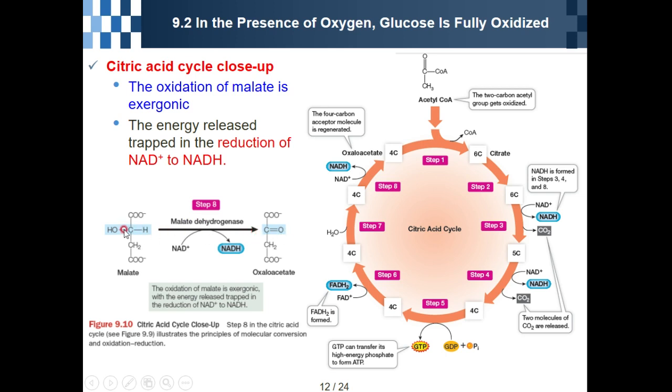It means that they are further oxidized. It means that their reaction is exergonic, and exergonic means that energy is released. This energy is trapped in the reduction of NAD plus to NADH, like this. Then this oxaloacetate binds to acetyl coenzyme A, so they will make citrate, like this.